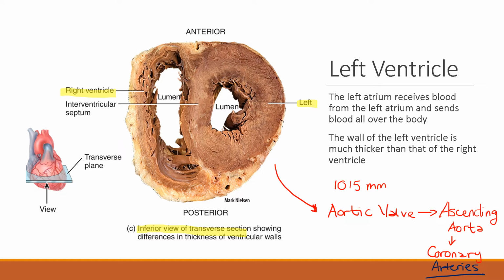Now the blood in the ascending aorta that doesn't go to the coronary arteries will go through the arch of the aorta and then into the descending aorta. Branches of the arch of the aorta and the descending aorta will actually carry blood throughout the whole body.